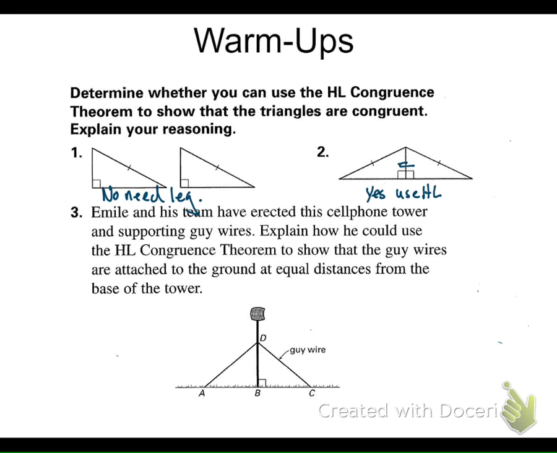The next one says, Emil and his team are erecting a cell phone tower and supporting guy wires. Explain how you could use the HL theorem to show that the guy wires are attached to the ground at equal distances from the base of the tower. So, could we use HL here? Do we know that these are right triangles?